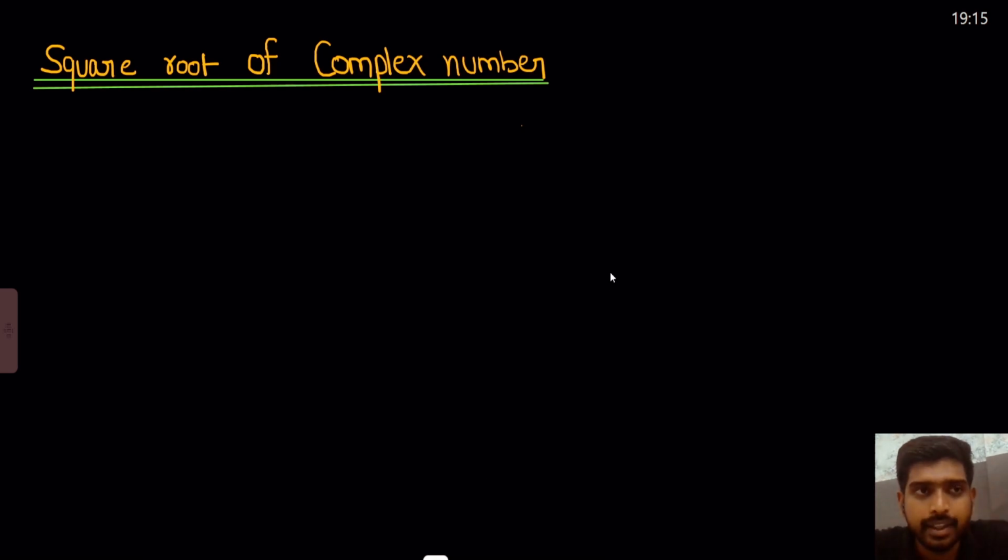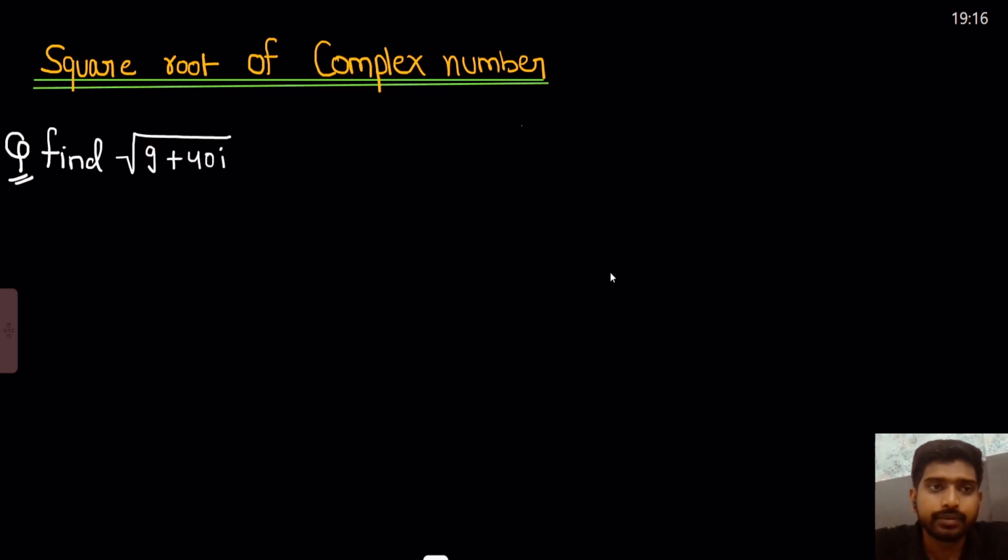Hello everyone. In this lecture, we are going to learn about the square root of a complex number, meaning how to find the square root of any complex number. We will learn this with the help of one example. So let's take one question. In this question, they said: find the square root of 9 plus 40 iota. Got it?